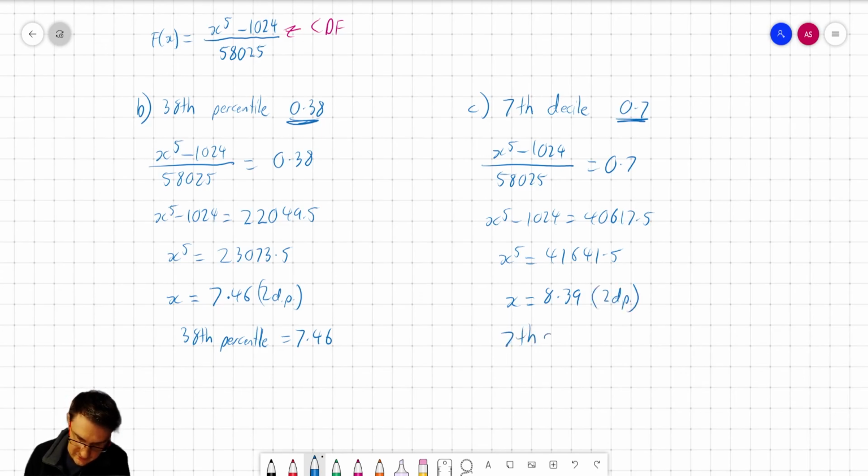So the 7th decile then is 8.39. And that's how we go about finding these different values, which we're asked to find when using a PDF and a CDF.